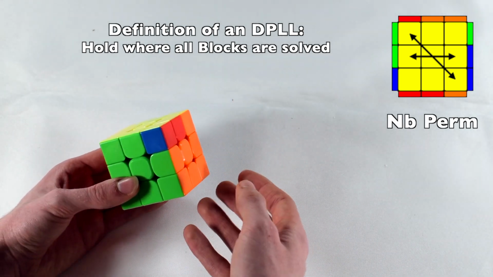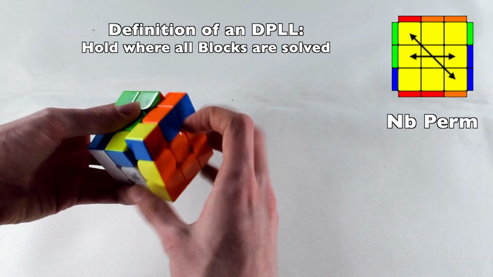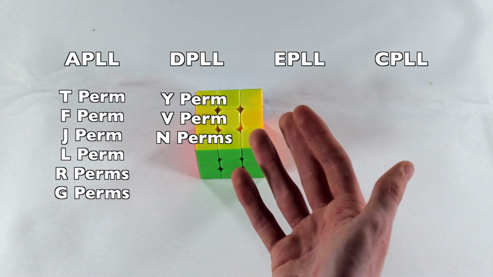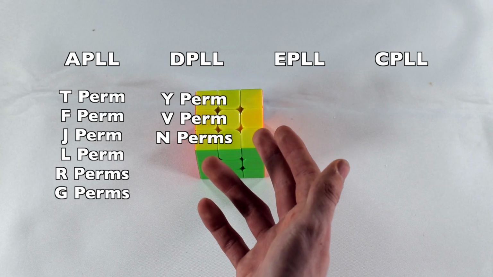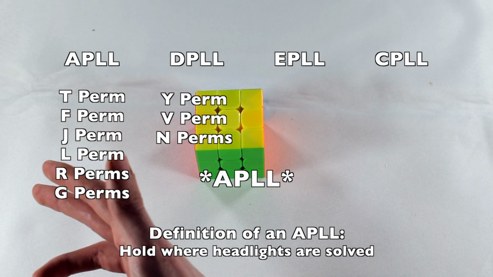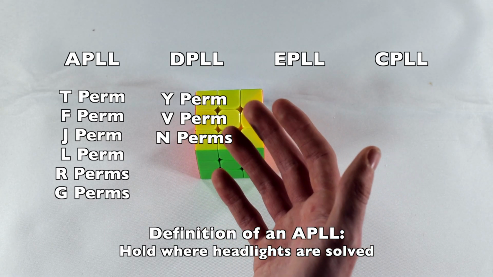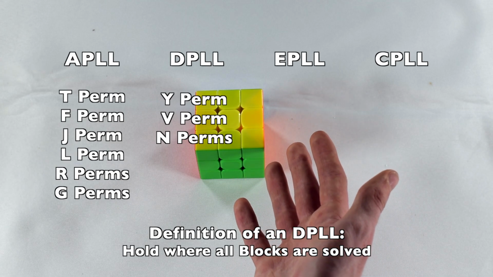And then you're going to go ahead and perform the algorithm. So all the other DPLLs are going to be listed on screen for diagonal swap. As you can see, the A-perms' definition is following by headlights. You want to hold where the headlights are solved. The corner swaps are going to be following where the blocks are solved.